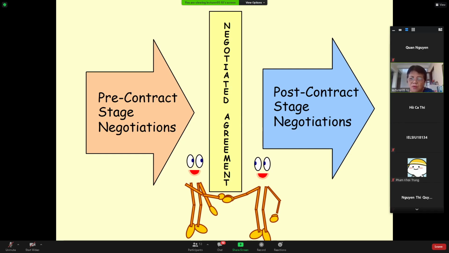This is the final pre-contract stage negotiation and post-contract negotiation. And this is the negotiation agreement that we have. This slide shows you the successful negotiation when we come to the agreement, both contract and pre-contract stage negotiation.